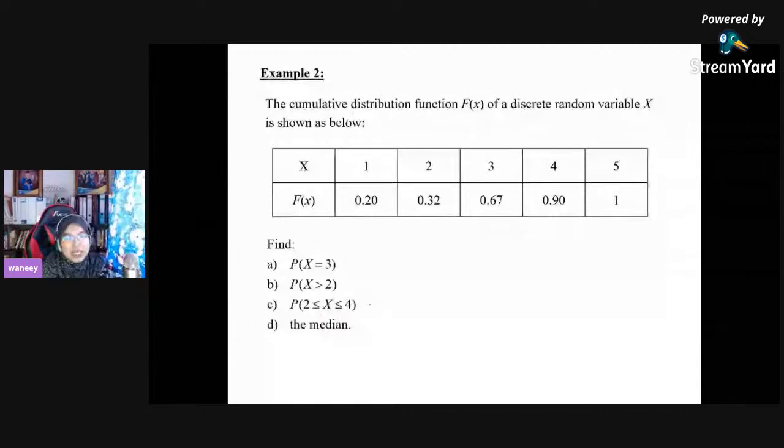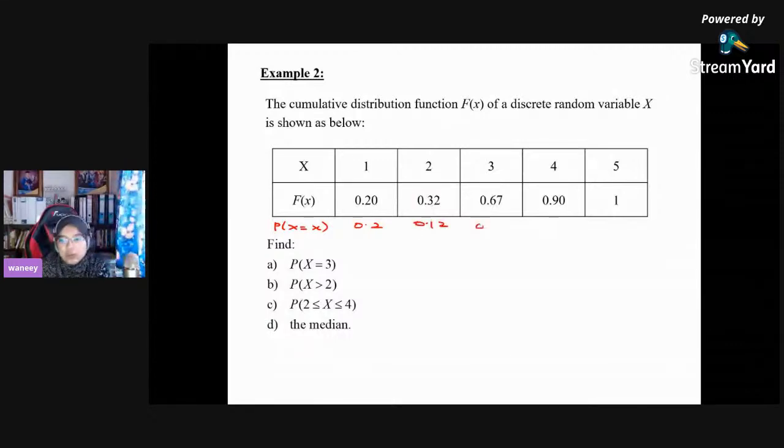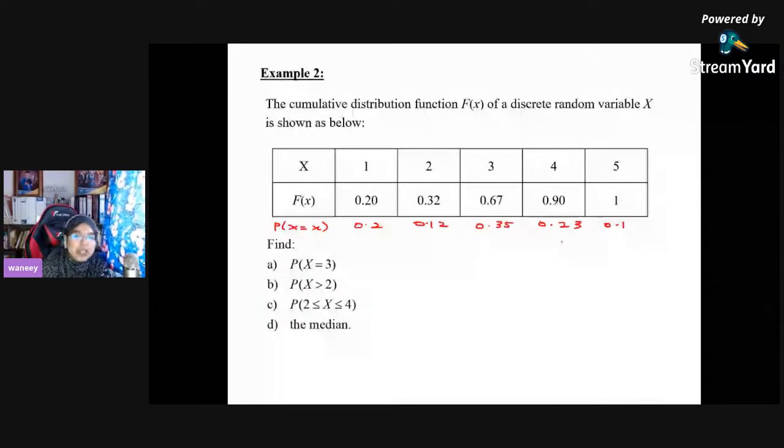Okay, so now I know you can actually use the method that you learned previously where you calculate the probability for X equal to x. So it is 0.2. This one, if you subtract them, 0.12. This is 0.35. This is 0.23. And then this one is 0.1. And then you can get the value straight away. I'm sure about that. But let us try to use the formula that I went through with you before.